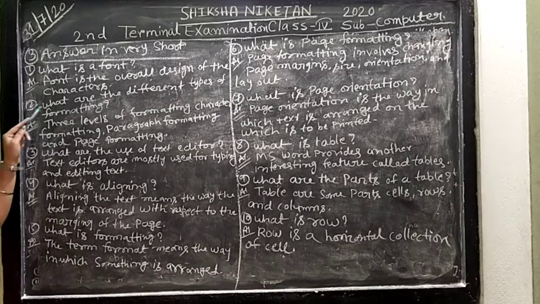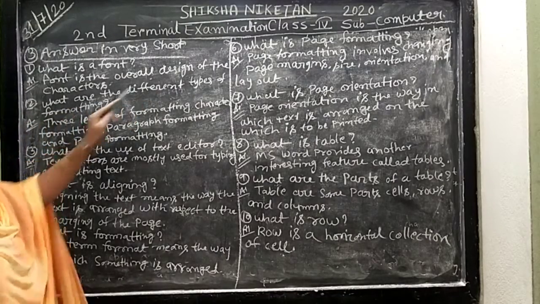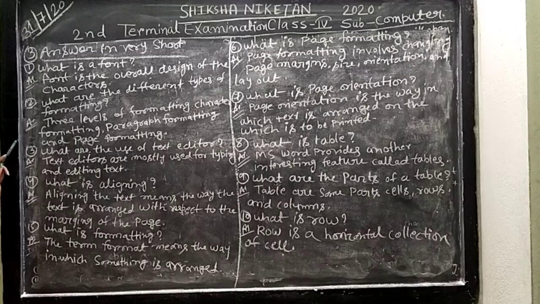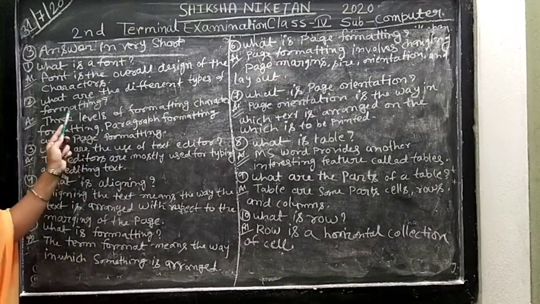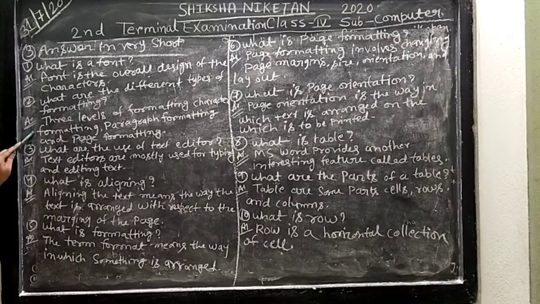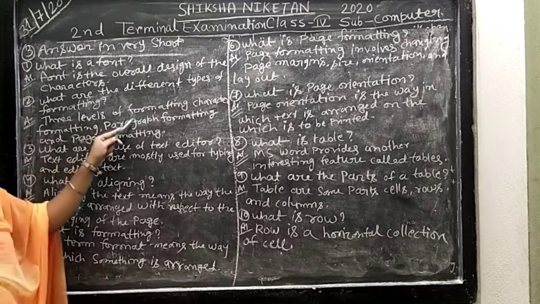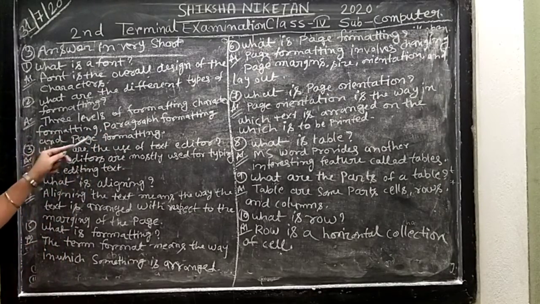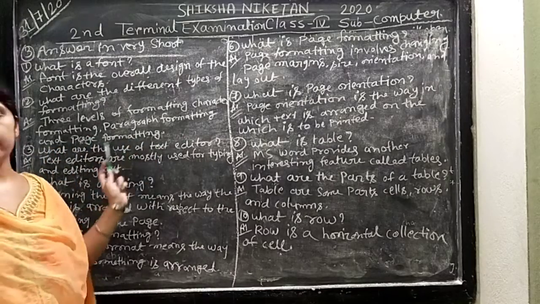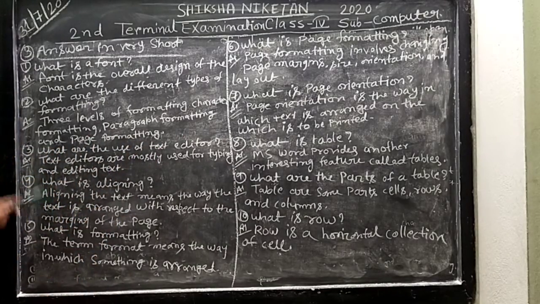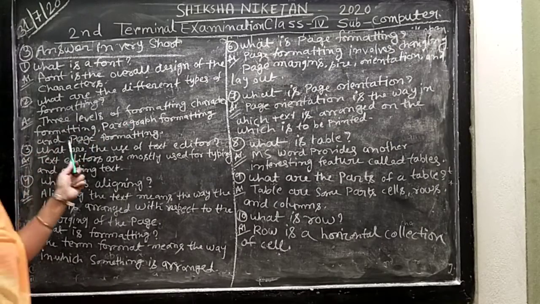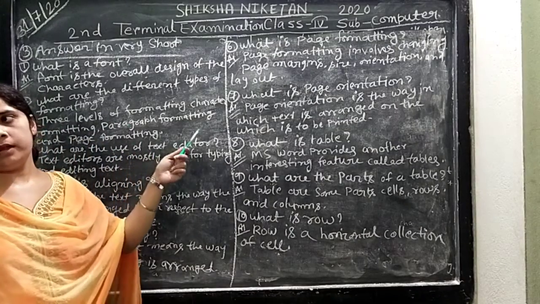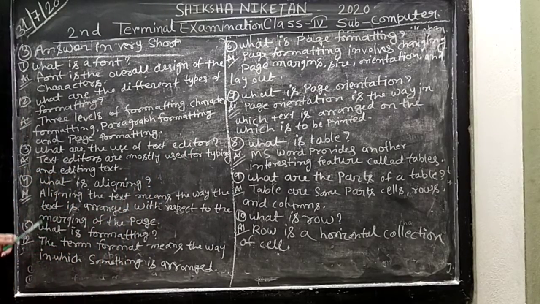Question number 2. What are the different types of formatting? Answer is here. There are 3 levels of formatting: character formatting, paragraph formatting, and page formatting.